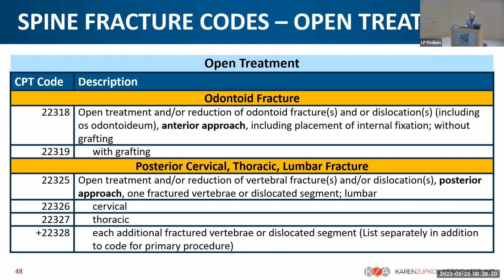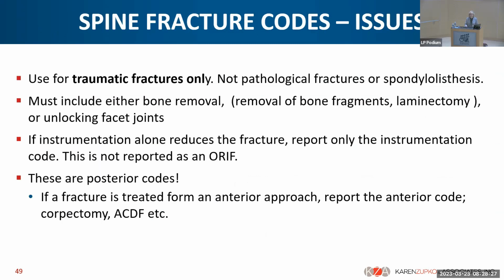All fractures, most that you do in the vertebral bodies are posterior fractures. And the thing with our fractures, they're for traumatic fractures only. We don't use these ORIF codes for spondylolisthesis or osteoporotic fractures. They're only done for traumatic fractures, okay? If you do it for any other pathology, we're going to use regular laminectomy code, regular ACDF code, regular corpectomy codes. These have to be traumatic acute fractures, okay?